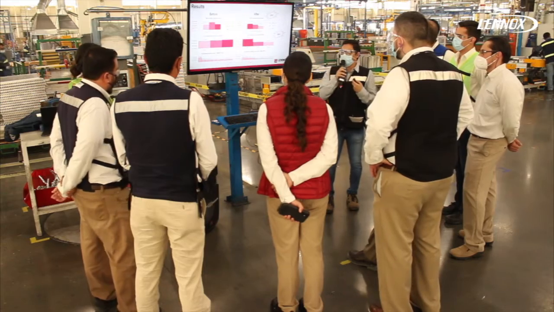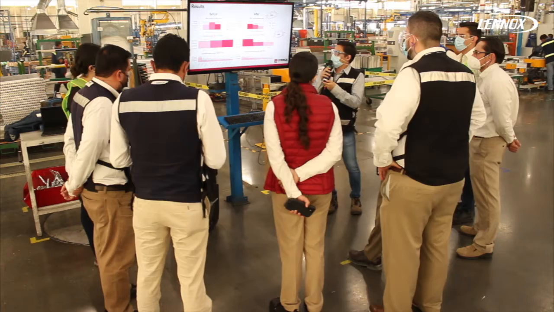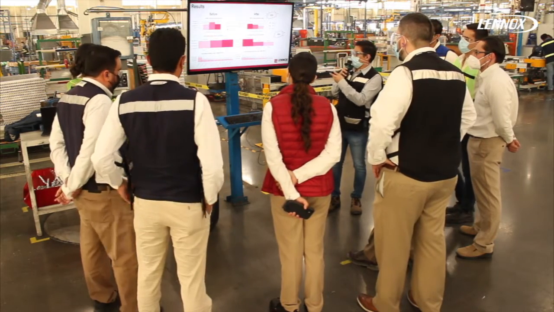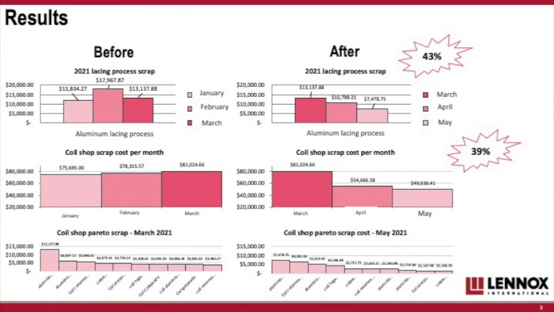And now that we talk about the actions, we are going to talk about the results. In the top graphs, we have the scrap from the lacing process, in which the month of May, in which all actions were implemented, represented a 43% reduction respect the month of March. That was when my project started. Moving on, we have the scrap from coil shop, in which we have a 39% reduction.